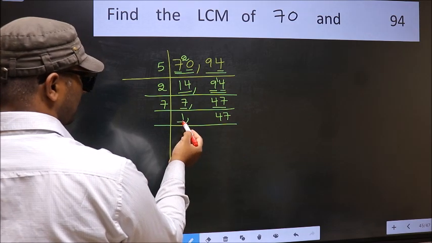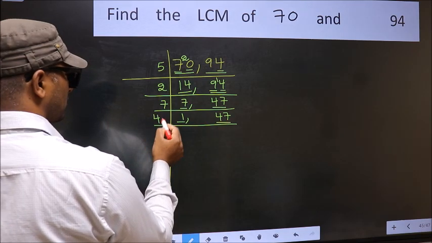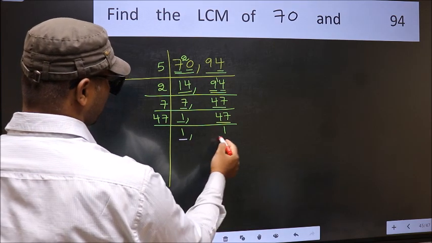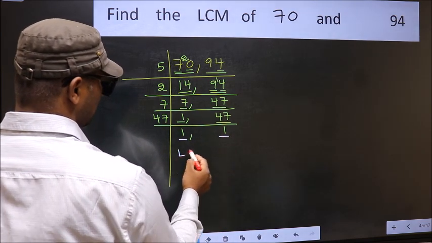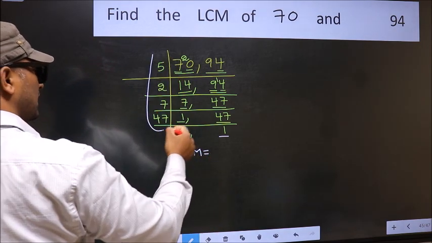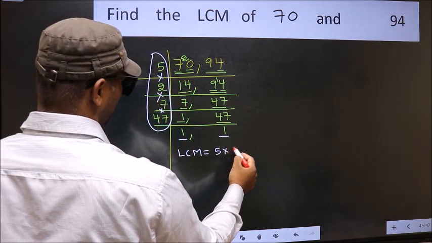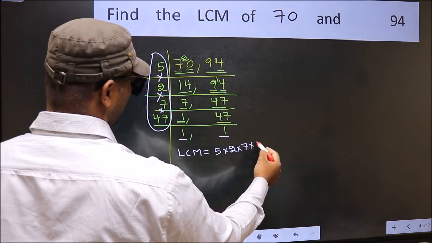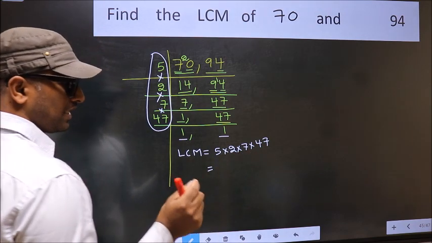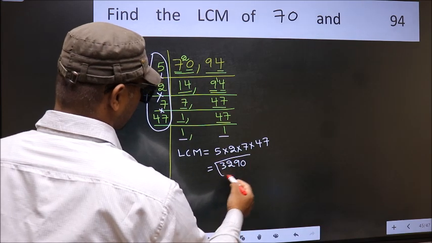We got 1 here. So focus on the next number 47. 47 is a prime number, so 47 ones 47. So we got 1 in both the places. So our LCM is the product of these numbers. That is 5 into 2 into 7 into 47. When we multiply these numbers, we get 3290 is our LCM.